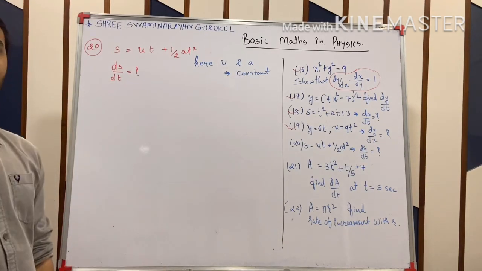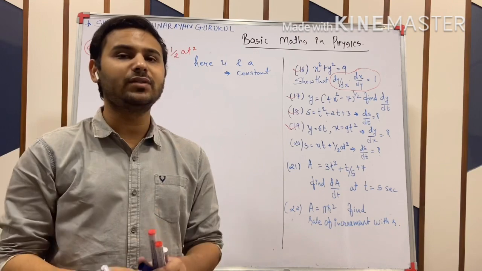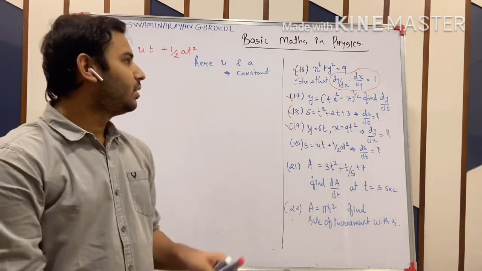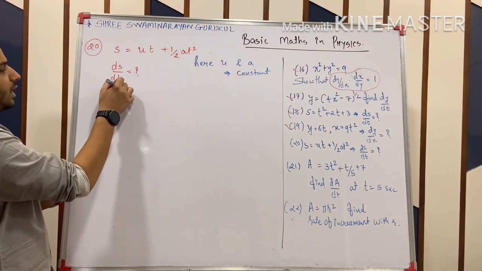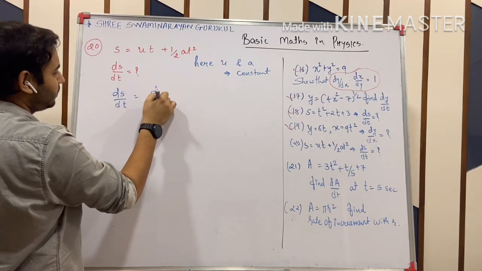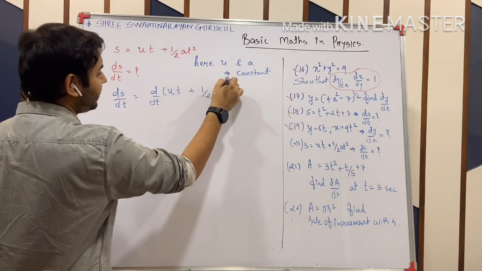Okay. If you remember, this equation is of constant accelerated motion. We are going to derive the whole concept in chapter number 3 of physics. So here consider u and a as constant. Now differentiation ds upon dt of this ut plus half at square.